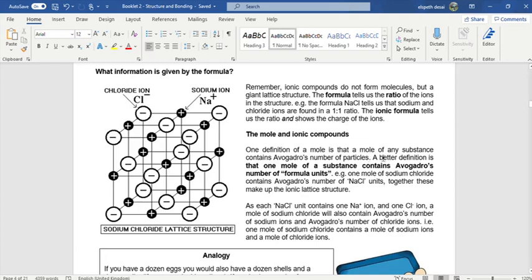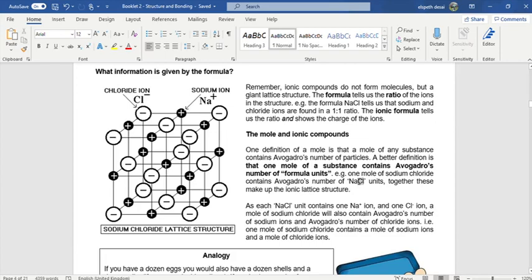So actually I think a better definition of the mole is that 1 mole of a substance contains Avogadro's number of formula units. Now that fits with a molecular substance, say oxygen, the formula is O2, and a mole of oxygen contains Avogadro's number of O2 molecules. But thinking about it in terms of formula units works better for ionic compounds as well. So for example, 1 mole of sodium chloride contains Avogadro's number of NaCl units.